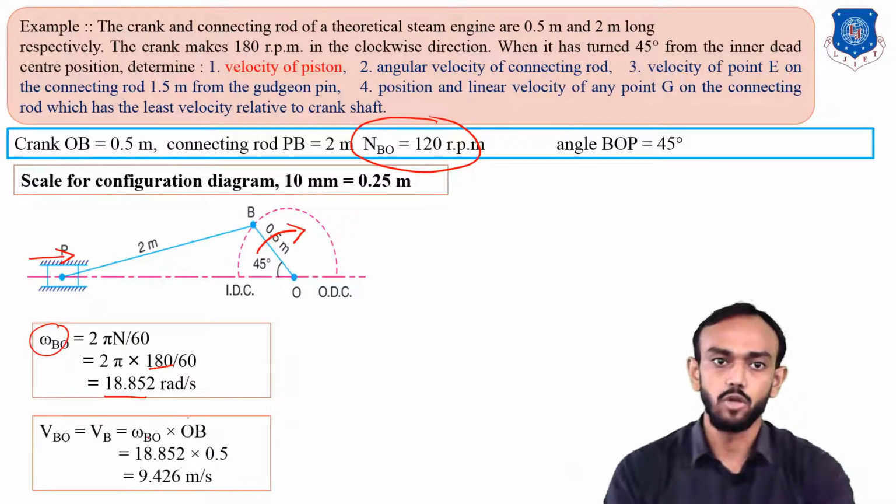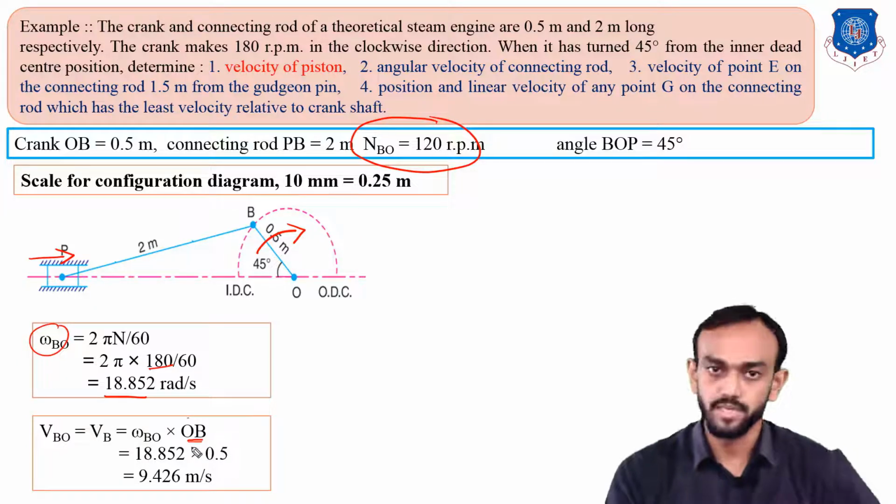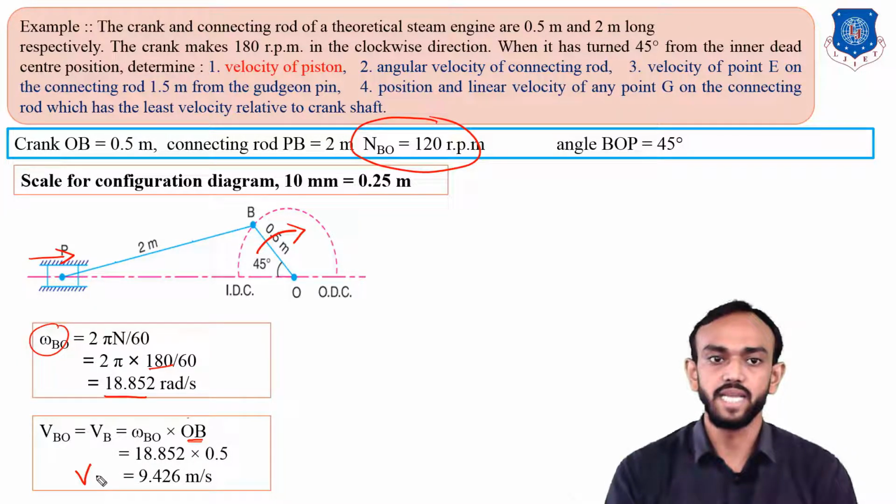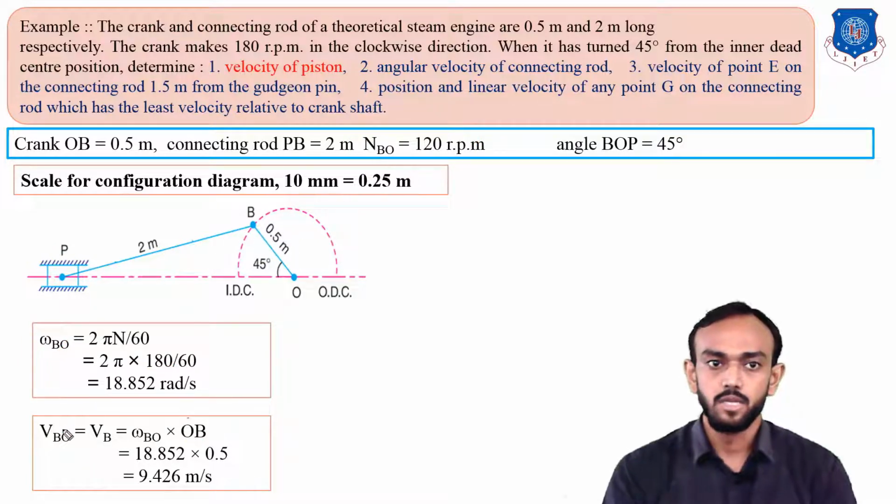Then linear velocity is equal to angular velocity into OB, the length of that link. And we know that the crank length is 0.5 meter. So we get here the linear velocity, meaning velocity. Right now, let's understand that. You can see here the velocity of BO, meaning velocity of B with respect to this O point, which will be in the direction perpendicular to the link, in this direction.